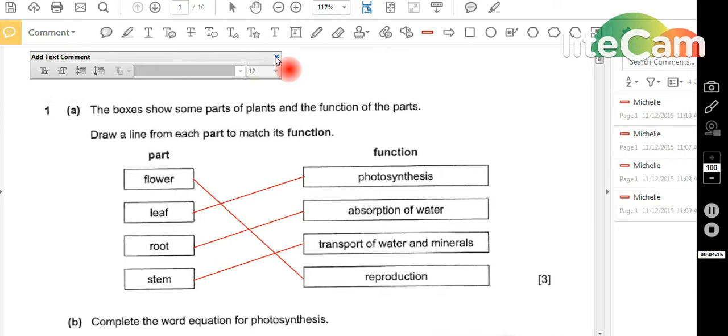Okay, then your stems once again will transport that glucose back to the other parts of the plant. Okay, and then when you've got your flowers, what is the flowers for? That's purely reproduction. Does that make sense? Has anyone got any questions?